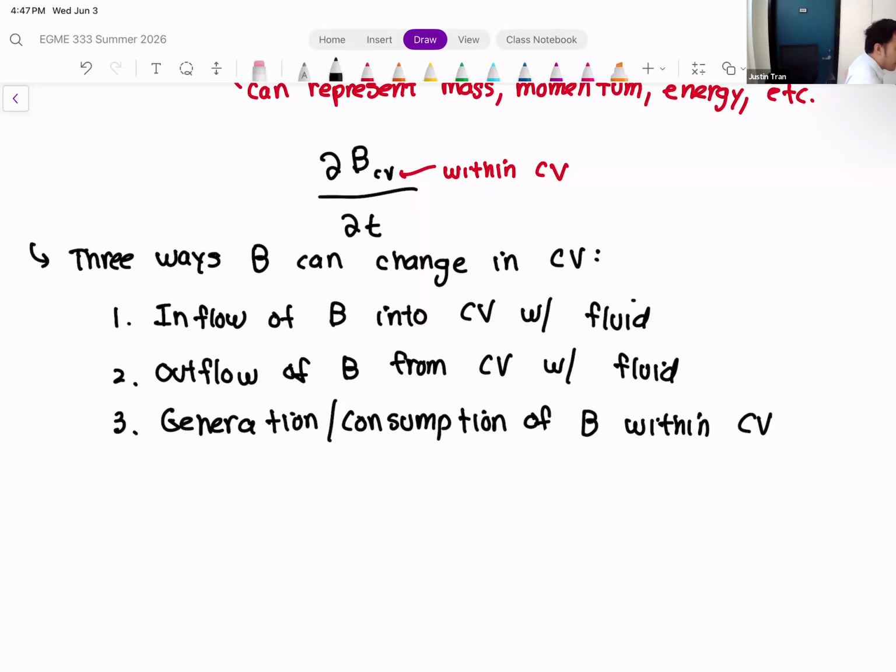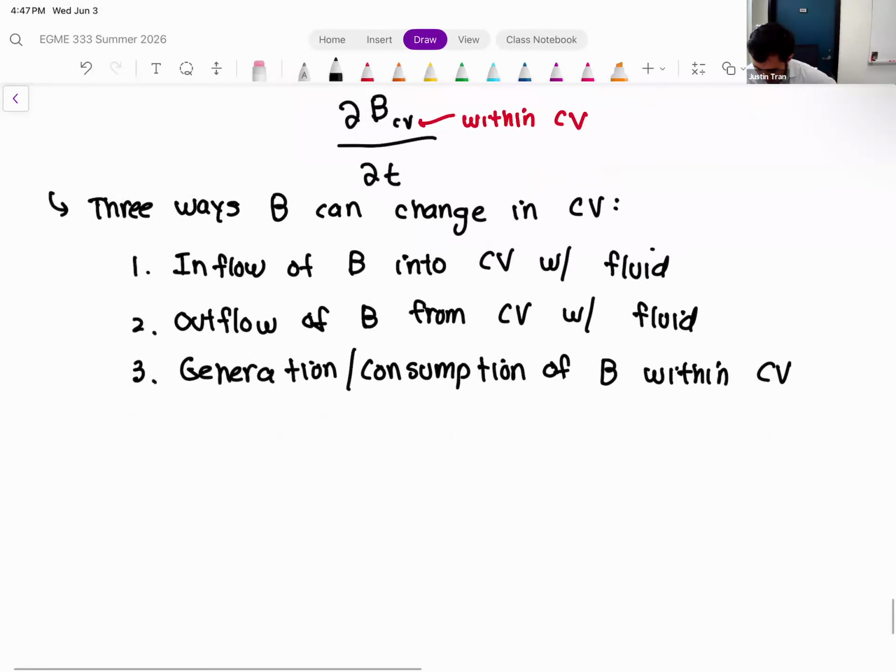Right. So hopefully this should look familiar, because these are very similar to the ways that our bank account balance can change as well, right? So inflow represents kind of the same thing as deposits. Outflow represents the same thing as withdrawals. And then generation or consumption of B, that is essentially the same thing as interest, right? So we can come up with the same mathematical relationship, okay?